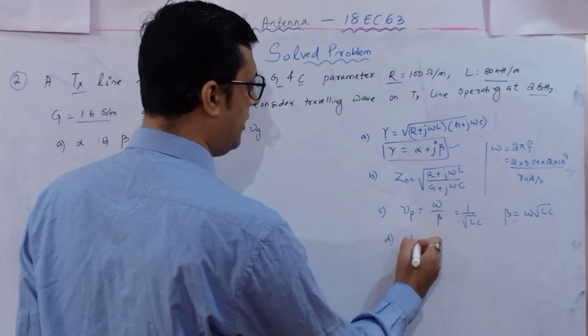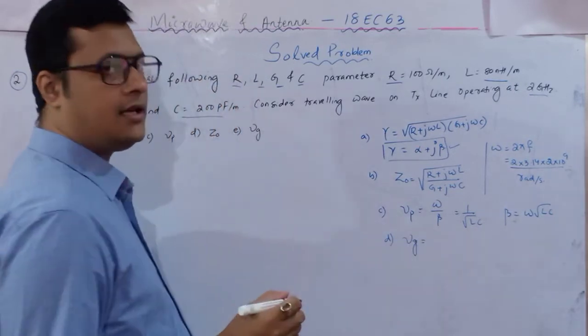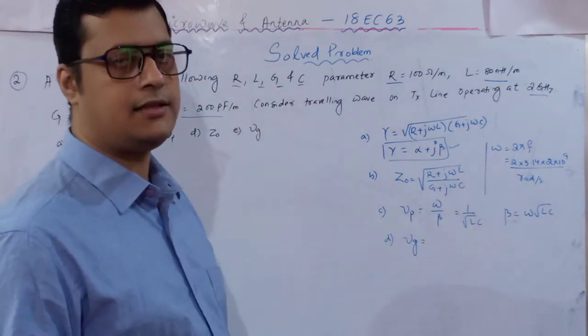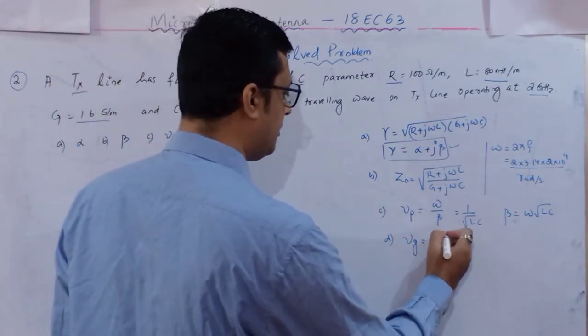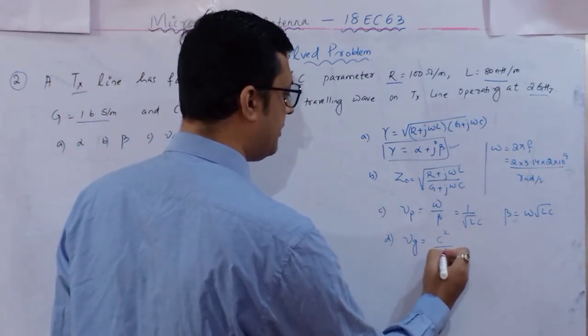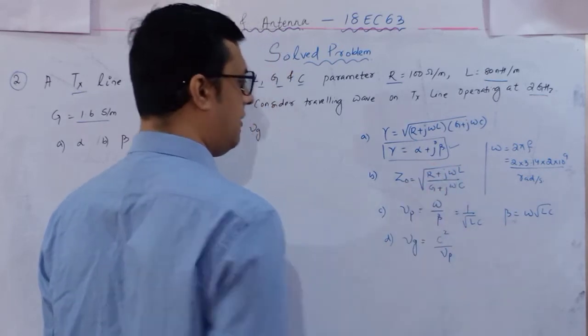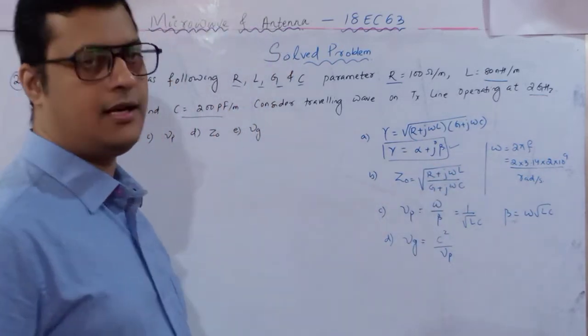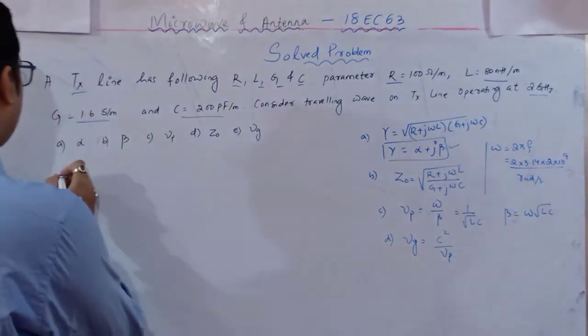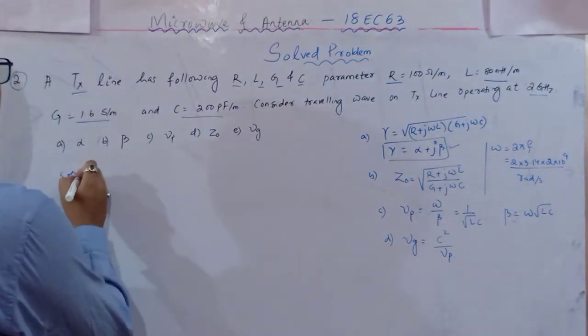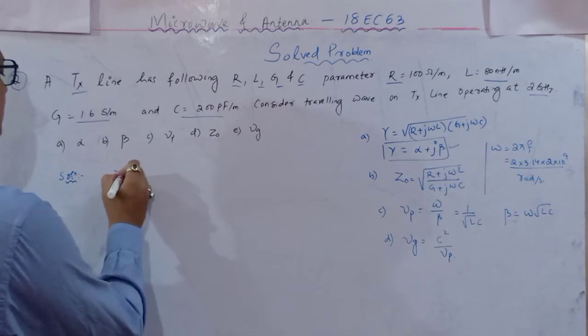Now what is group velocity? Now group velocity into phase velocity is the square term of your speed of light. So that means group velocity is c square divided by phase velocity. So with the help of this relation, we can easily determine this value. Let's see. So first I am going to calculate propagation constant.